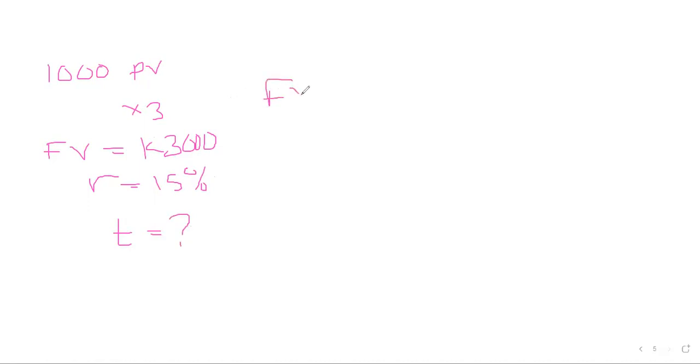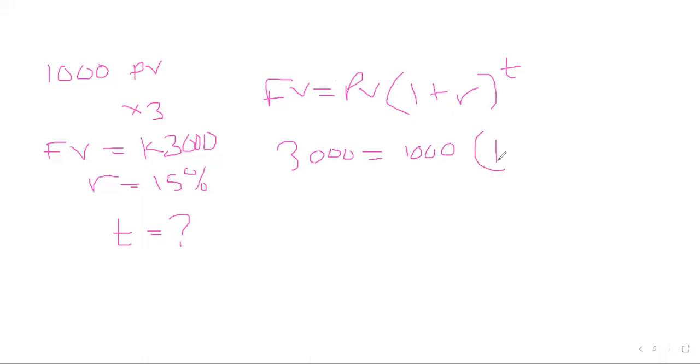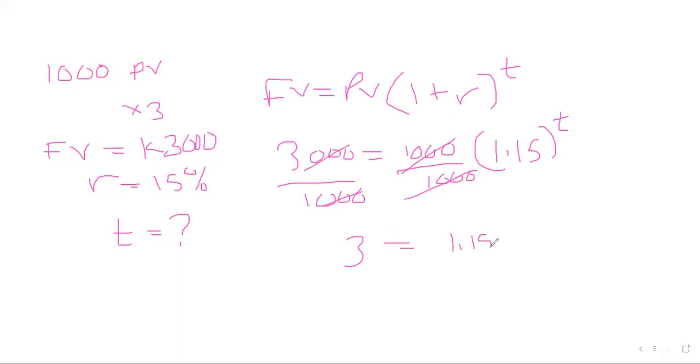The annual compounding is given by future value is equal to present value, 1 plus R to the power time. So our future value is 3,000. Our present value is 1,000. Our interest rate is 15%. And our time, we don't know. So we divide both sides by 1,000 kwacha so that we have a 3 on this end, because this will cancel. And we need to find a way of making our t the subject.